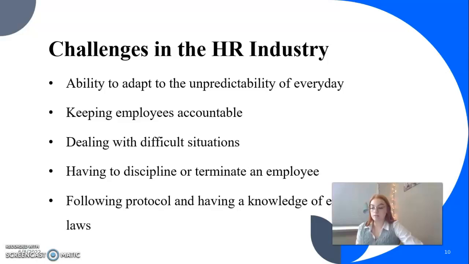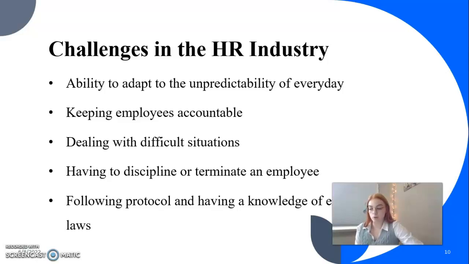And they will make mistakes and they will lie and not take accountability. And as an HR professional, it is your job to help guide them and support them to make the right decisions and help them advance as employees. And it's important for you to be able to discipline them when need be. And you're also involved in the termination process a lot of the time with most companies.